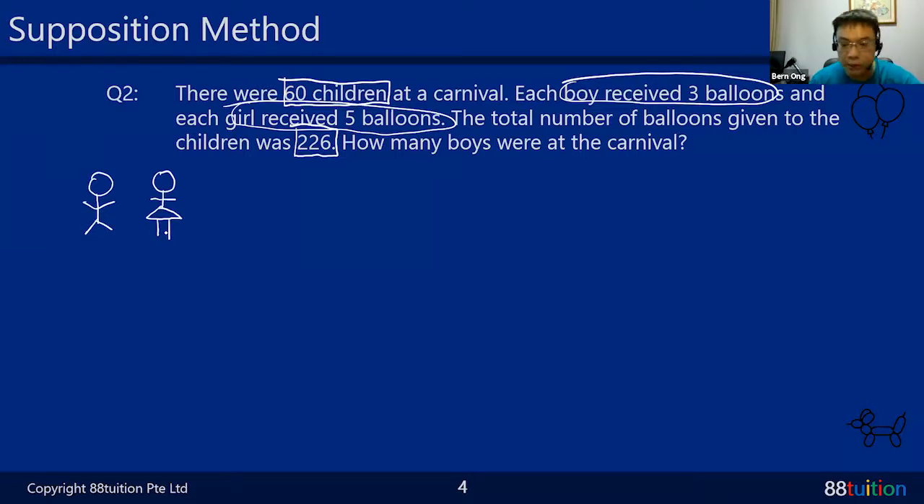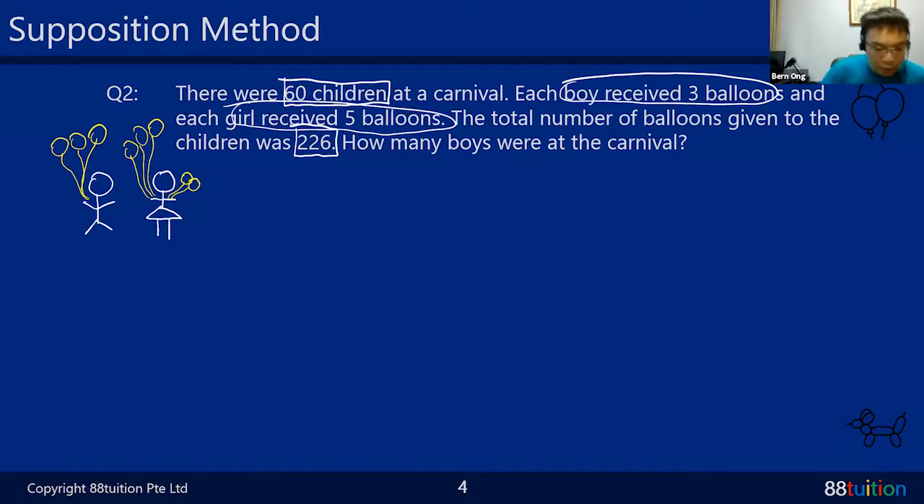Okay. So each boy received 3 balloons. Balloons are supposed to be floating. So this boy got 3 balloons. 1, 2, 3, on the left hand. The girl got 5 balloons. Nice. So the girl got 5 balloons down here. 1, 2, 3 balloons on the left hand. But on the right hand, she got 2 smaller balloons down here. Total, she got 5 balloons.